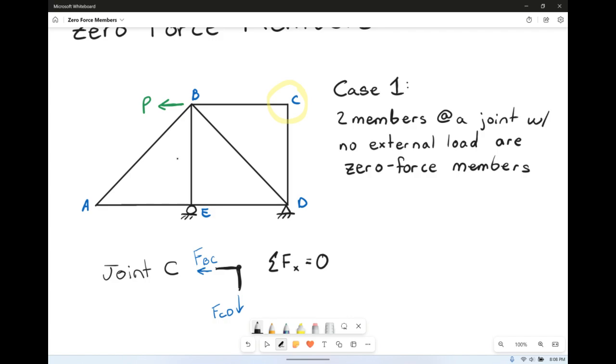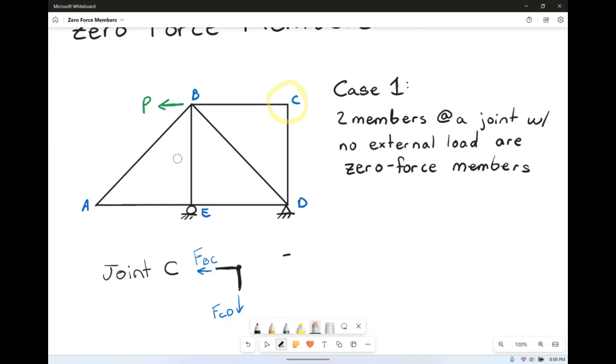In this case, when we sum the forces horizontally, the only force you have is force BC. So therefore, force BC is a zero force member. And if we sum the forces in the y direction and set it equal to 0, we have force CD and only force CD. So therefore, force CD is also a zero force. Now, that's pretty obvious when you have a 90-degree angle.